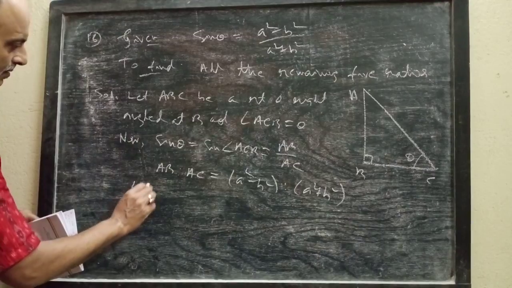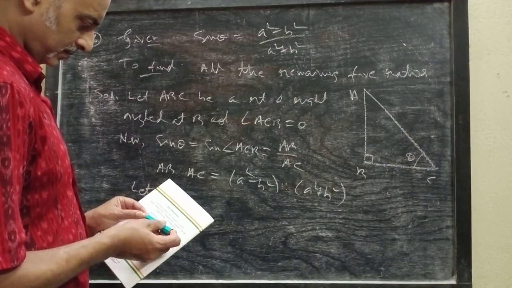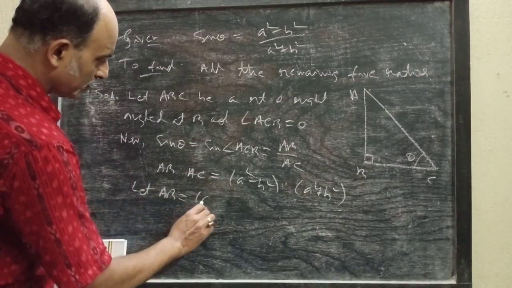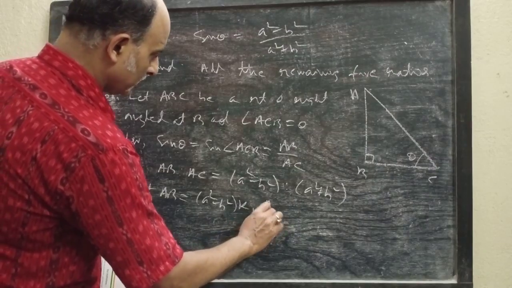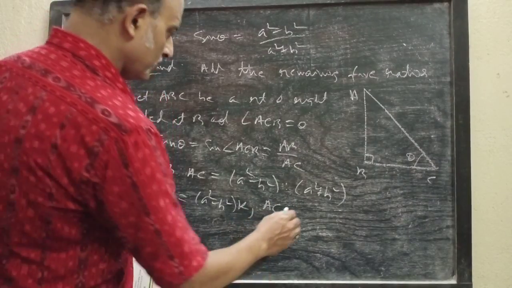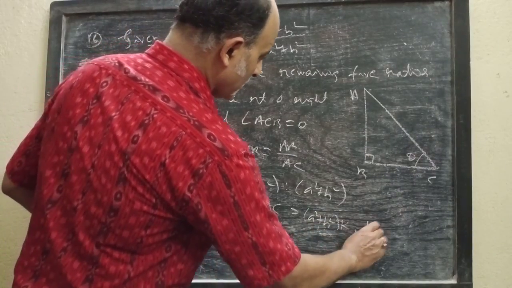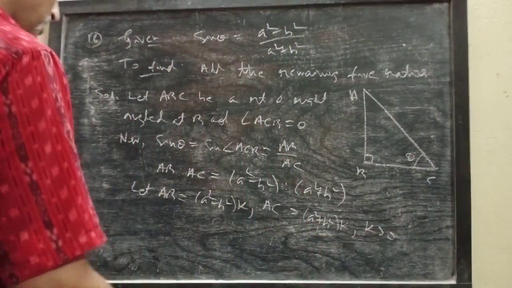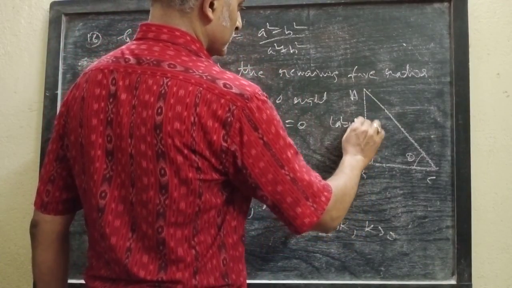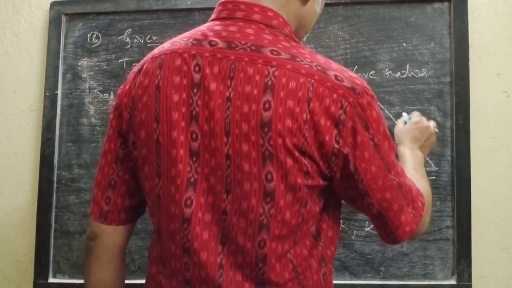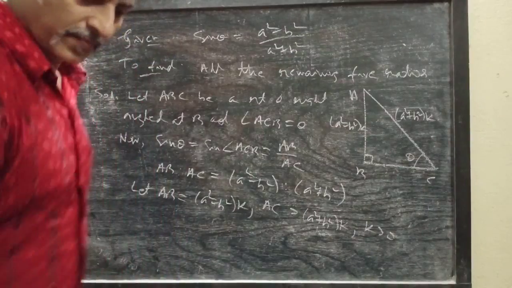Let AB equal (a square minus b square) into k, and AC equal (a square plus b square) into k. K is a constant greater than 0. So write these values in the diagram. A square minus b square into k, and this is a square plus b square into k.